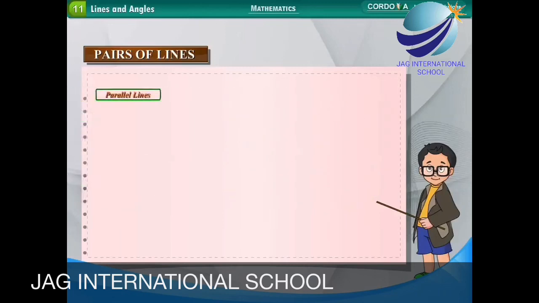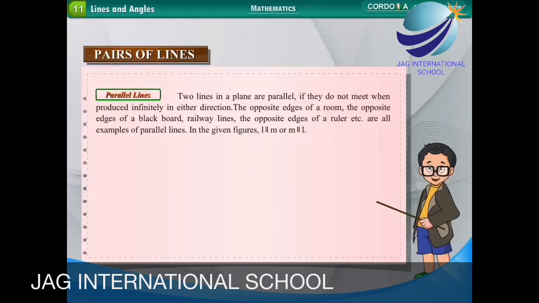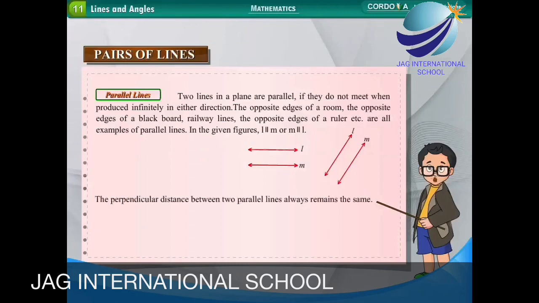Parallel lines. Two lines in a plane are parallel if they do not meet when produced infinitely in either direction. The opposite edges of a room, the opposite edges of a blackboard, railway lines, the opposite edges of a ruler, etc., are all examples of parallel lines. In the given figures, L is parallel to M or M is parallel to L. The perpendicular distance between two parallel lines always remains the same.